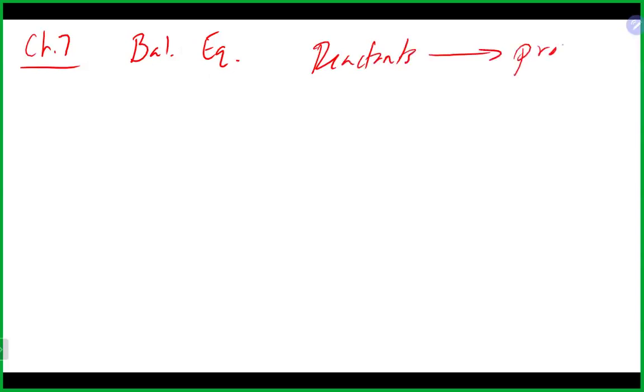So we are still here on chapter 7. Last time, in chapter 7, we talked about equations and balancing equations. Remember, an equation basically has reactants, which are our starting material, and they go to products. When we use an equation, in pretty much every situation, it does need to be balanced.